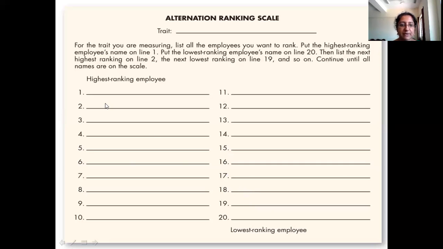So you notice that Mr. B is the second best over here. You rate Mr. B. Mr. Y is the second worst over here. So in this way, you will be rating the employees from best to worst. This is how actually the alternate ranking scale is done.